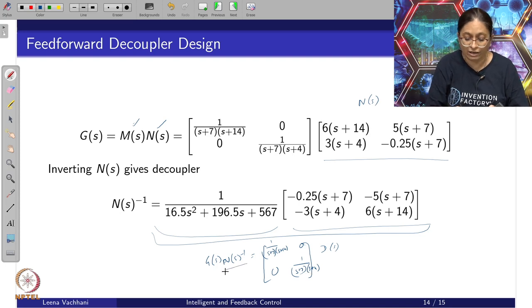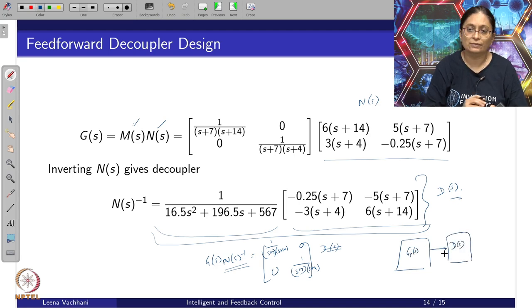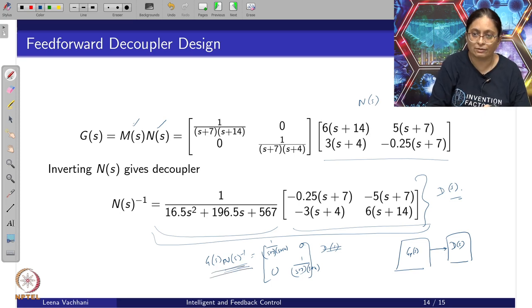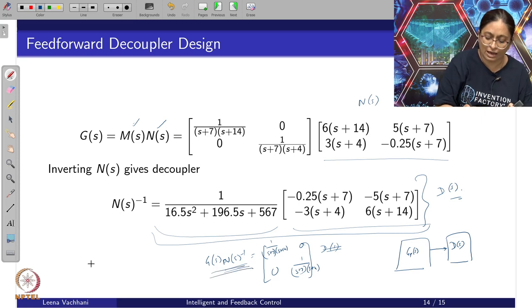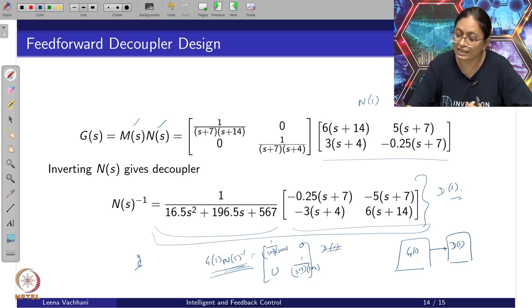Now, this particular N of S inverse, which is nothing but my decoupler D of S, is sitting after the process control block, correct? Is that right? The output, I want this thing, right? So I am writing this in terms of Y of S. Y of S is equal to G of S, N inverse of S, times U star of S. So first multiplication is over here.